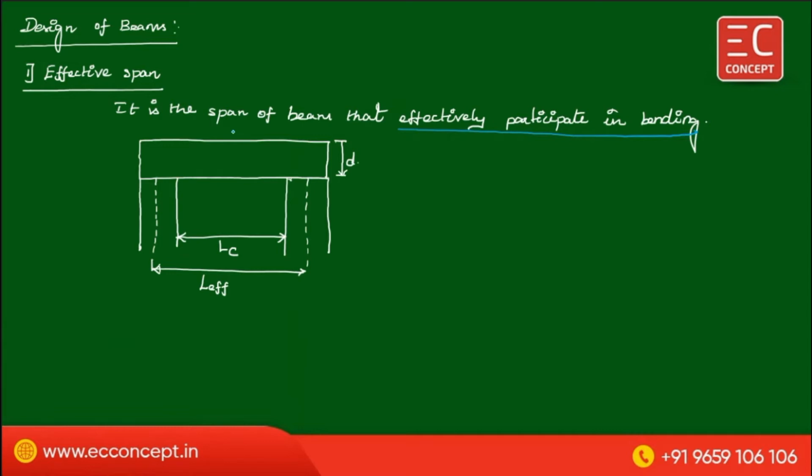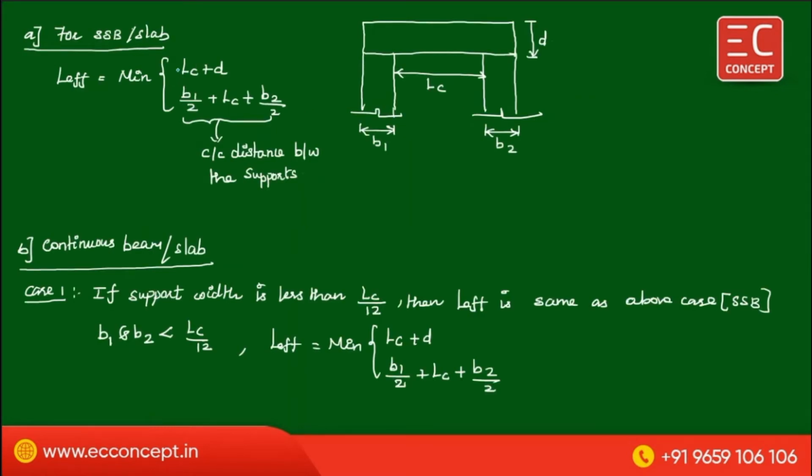Now, the effective span for different beams. The first one is for a simply supported beam or slab. For a simply supported beam or slab, L effective, as taken by IS 456, is Lc plus d. Lc means, this is the beam and this is the support; in between the supports, the length is the clear span. Here Lc is the clear span.